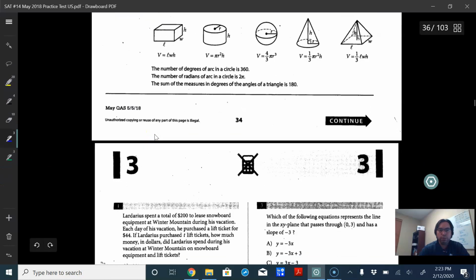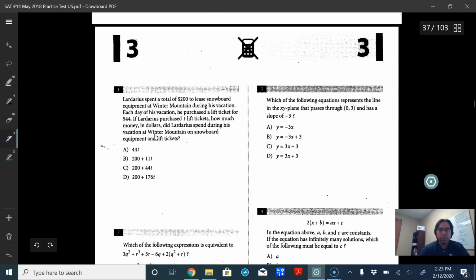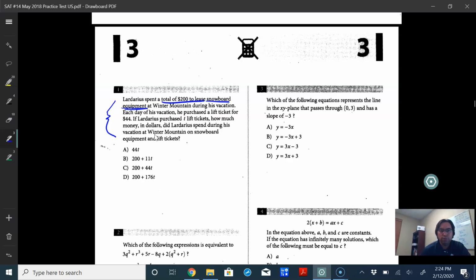Looking at number 1 here, it says Ladarius spent a total of $200 to lease snowboard equipment and things. One thing before we go much further is that we can see we have a word problem here. And looking at the answer choices, remember it's linear equations that we have.